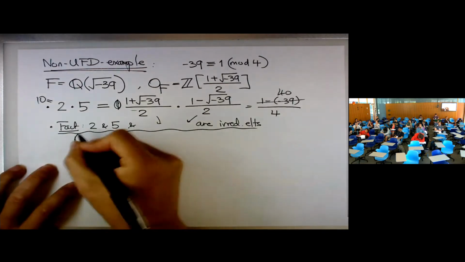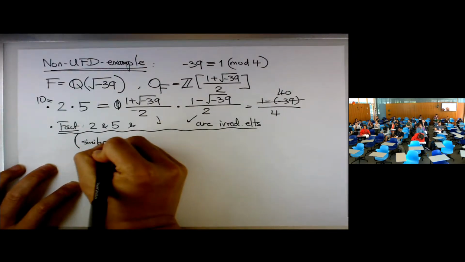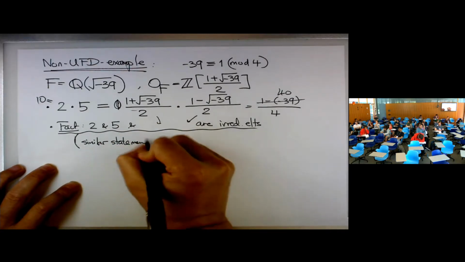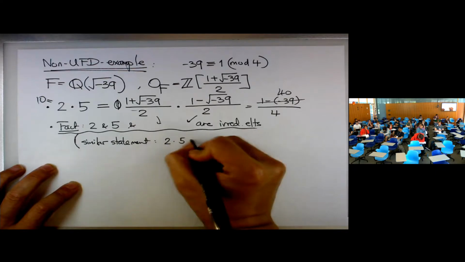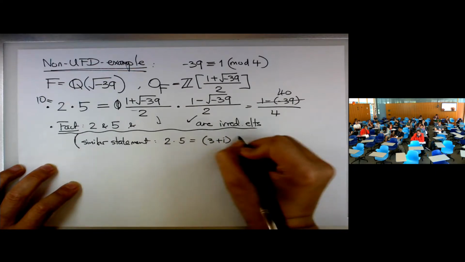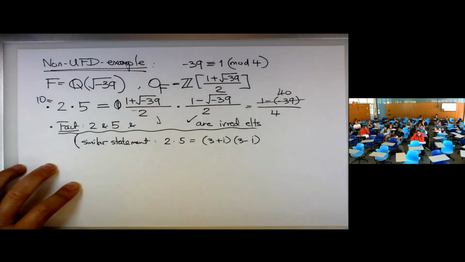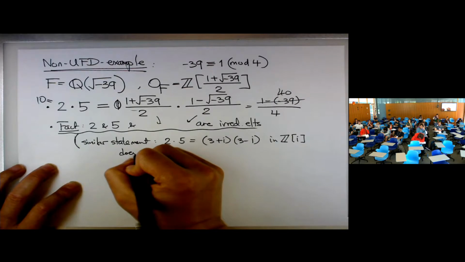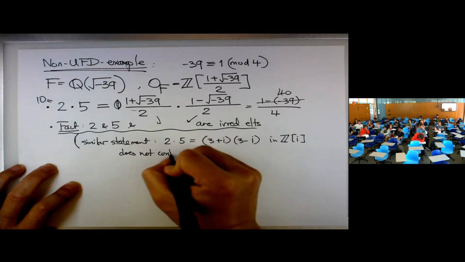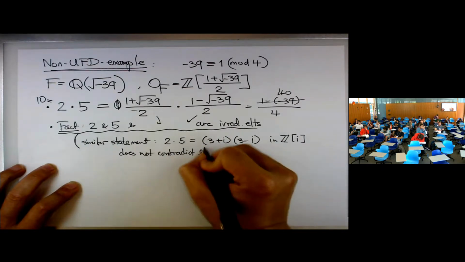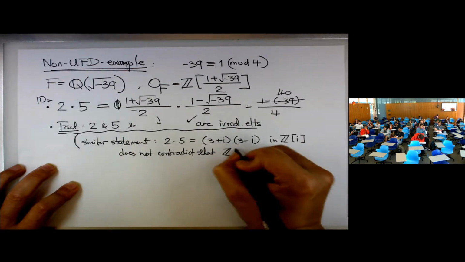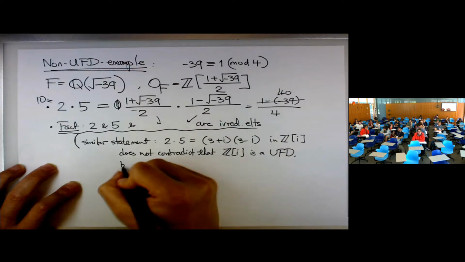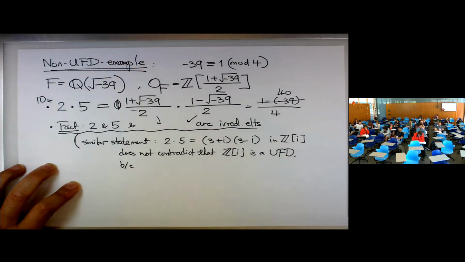I want to say that a similar statement, for example, you can do 2 times 5 equals to, there's an obvious thing. You can factor it like this in Z[i]. This does not contradict that Z[i] is a UFD. Because what you can do is you can further factor this.